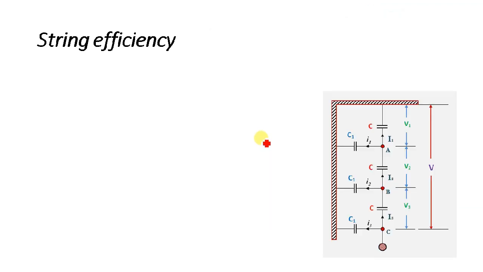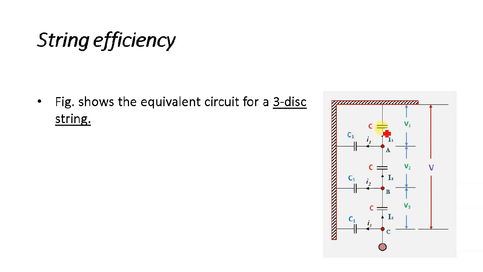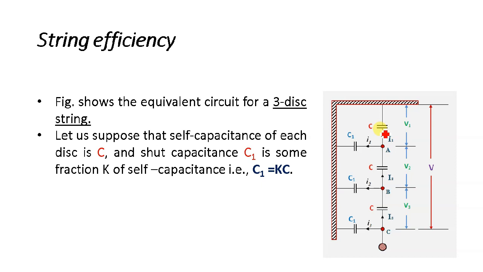Now let us discuss the same situation again. These three insulating discs are there, the conductor is here, and all three shunt capacitances have the value C1, and the self capacitance has the value C. If you look at this formula, let's suppose the self capacitance is C and the shunt capacitance is C1, and the relationship between C1 and C is C1 equal to K times C. So here we have taken one coefficient K.